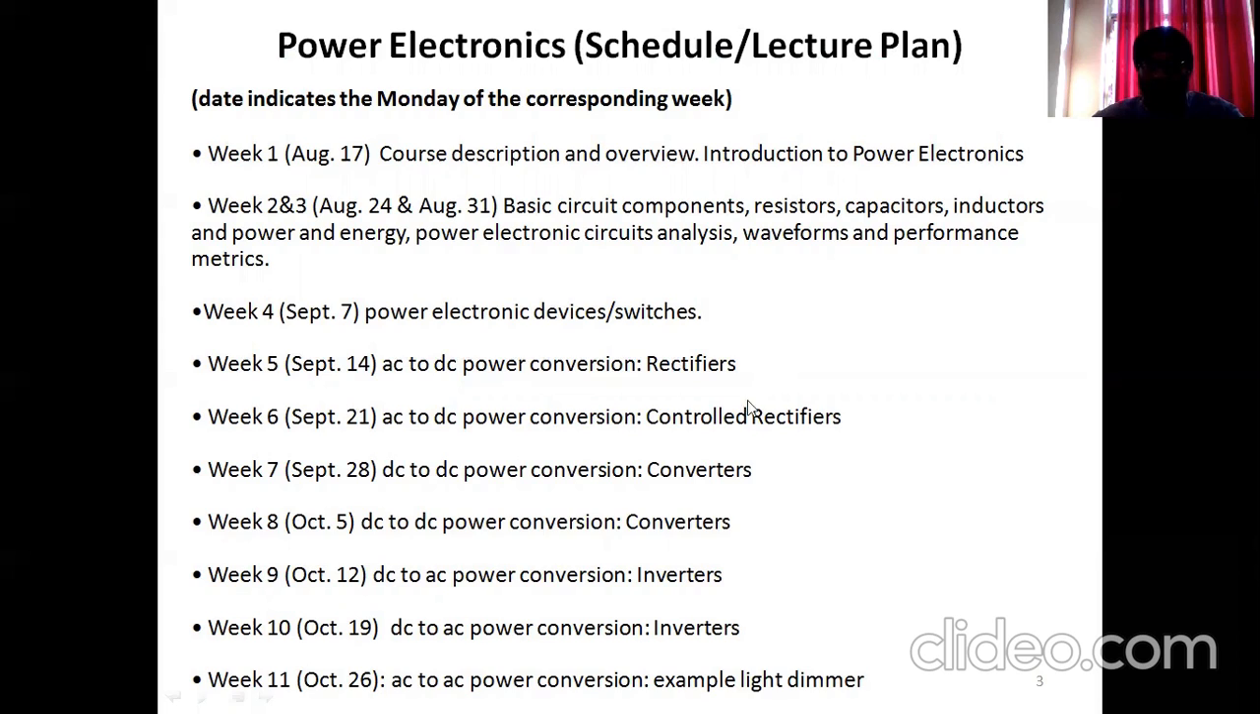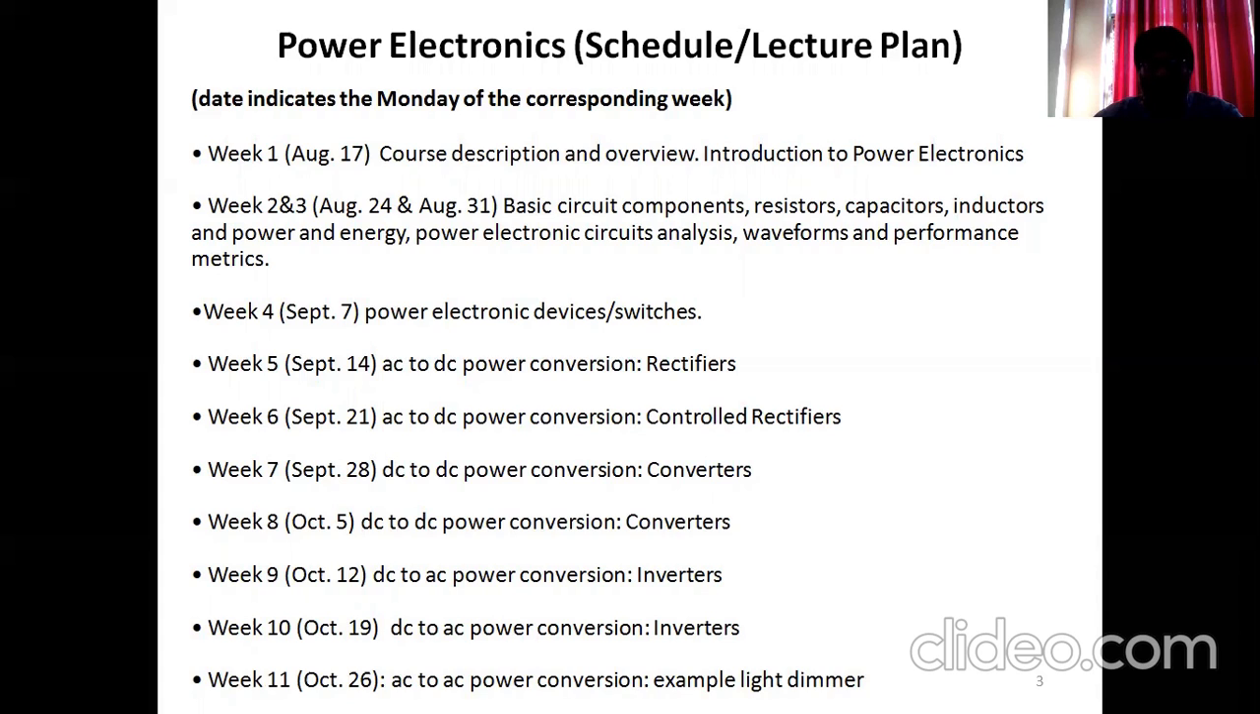Then we'll also be covering some of the power processor techniques or power converter topologies. Basically we'll be covering about 4 types of converter topologies. We'll start with AC to DC power converters, also called rectifiers: uncontrolled rectifiers containing diodes as switches, and controlled rectifiers containing controllable switches such as thyristors.